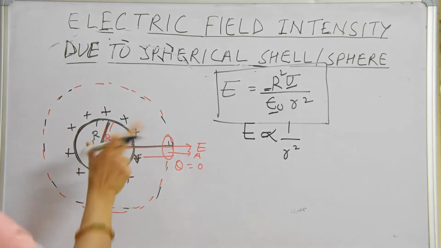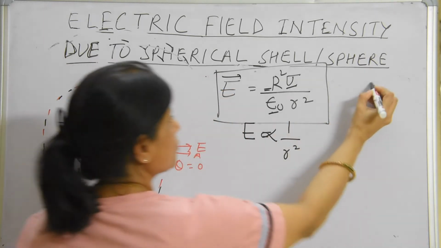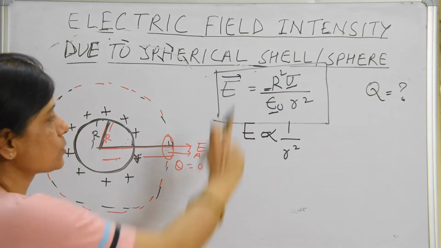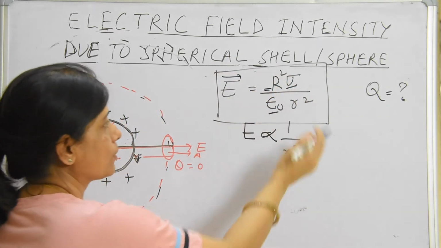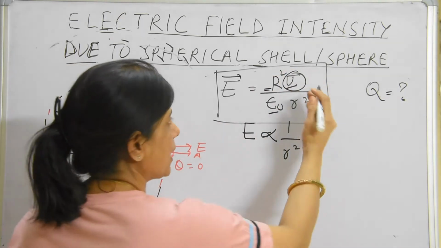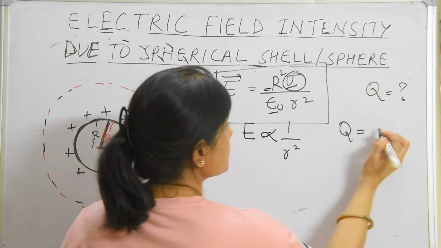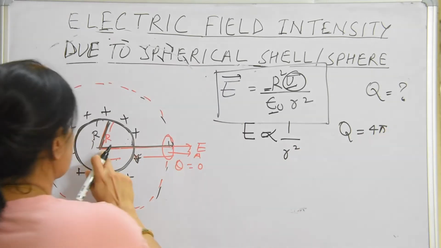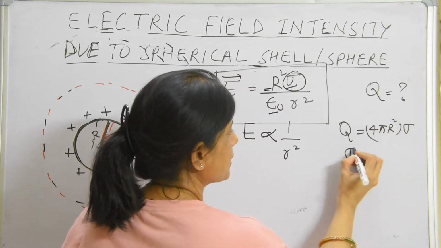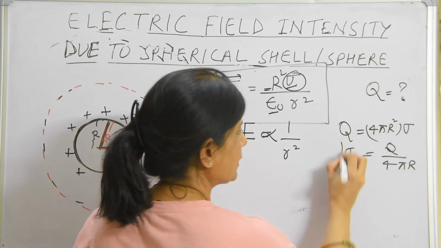What is r? r is this distance. So can we write this formula, electric field intensity, in the form of Q? Then it would be clearer to us. So just write this formula in the form of Q. As we know, what is sigma? Sigma is charge per unit area. So we wrote Q is equal to 4 pi capital R square into sigma. Can we write sigma as Q upon 4 pi capital R square?